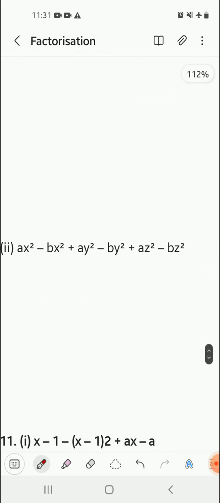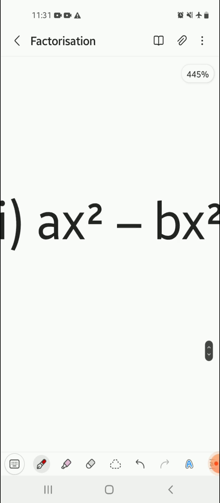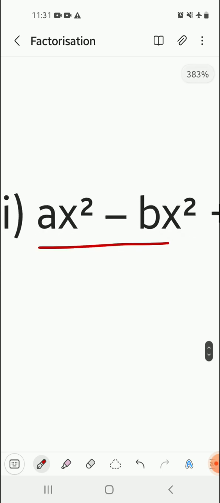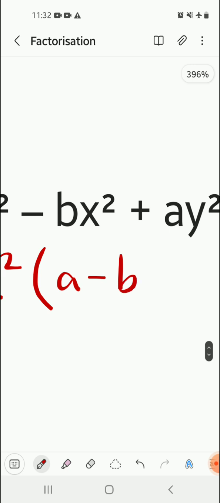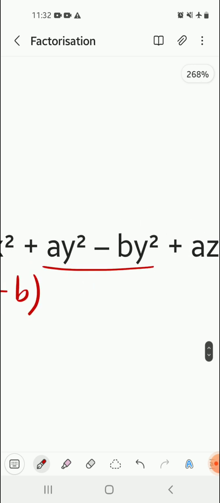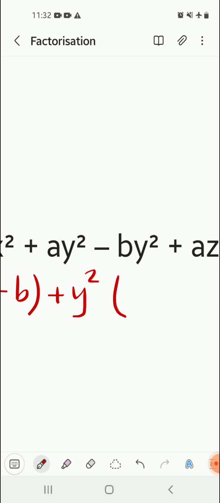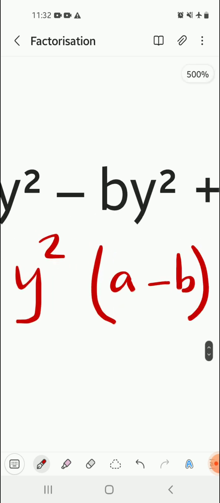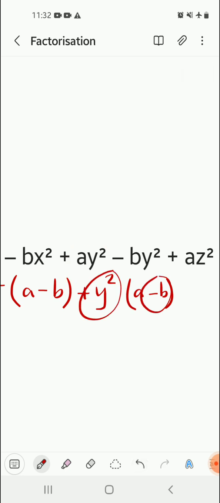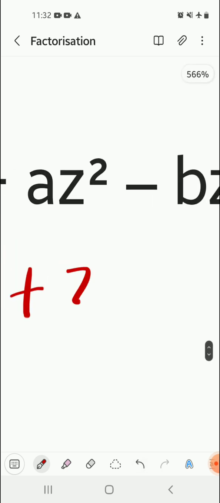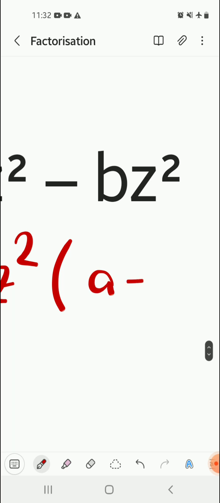Again, we have got a similar sum. First, we are going to find the common factor in these two terms, that is x square. So here the common factor is a minus b. Again, for the next lot, y square is common. So we are going to write y square within bracket a minus b. You can see y square into a is ay square, and y square into minus b is minus by square, plus lastly z square, and here we have got a minus b as common.